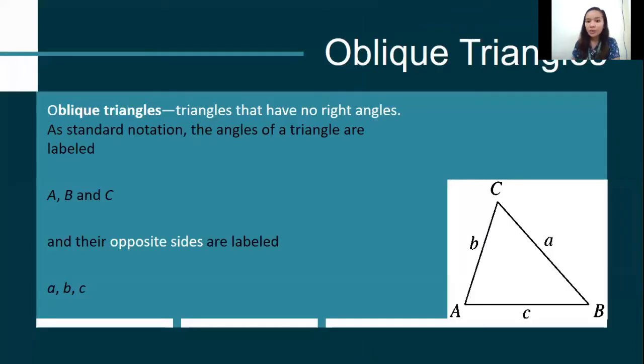Okay, so what if you don't have a right triangle? So you have now an oblique triangle. These are triangles that have no right angles. So we indicate your angles as big letters A, B, and C, and then your sides as small letters a, b, and c. So that is now our oblique triangle.